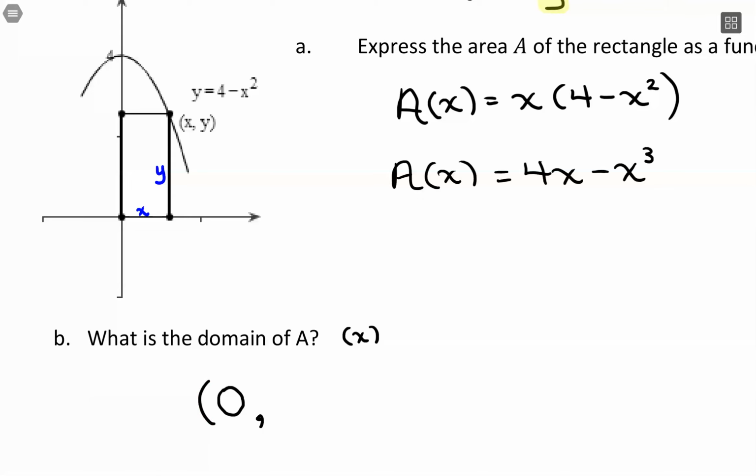And then we could think about, well, what's the largest rectangle we could have? And the idea would be of when y is 0, when this stretches so far that it's along the x-axis.